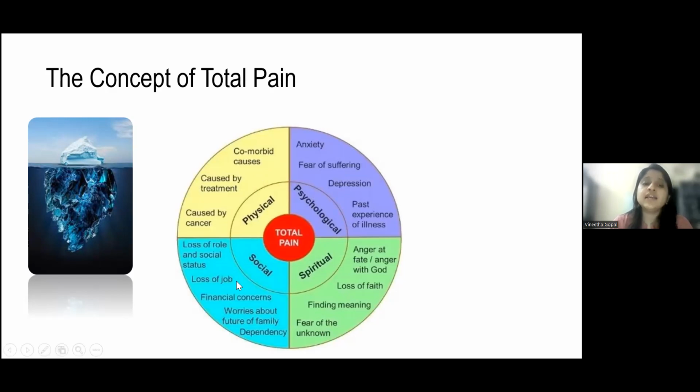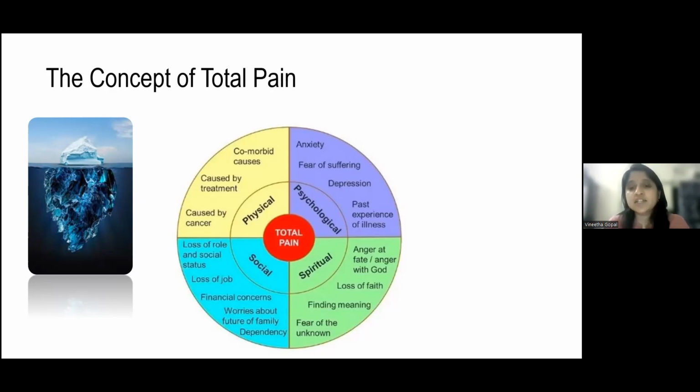And social: he might have been the only breadwinner of the family. He lost his job. He lost his social role. He finds himself to be a burden for the family. And all these are the social concerns. So all these four domains contribute towards a total pain experience.